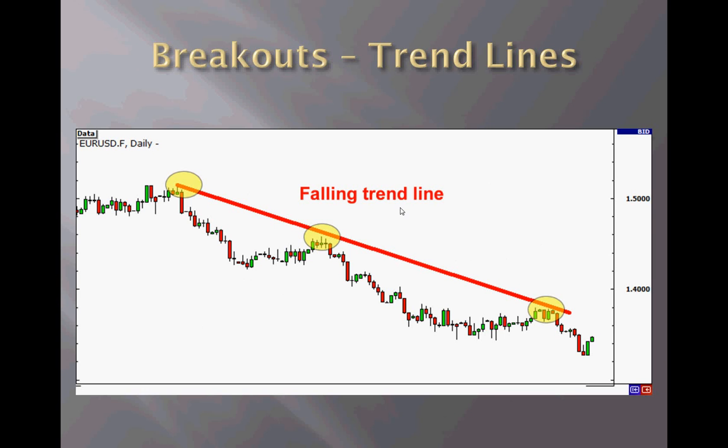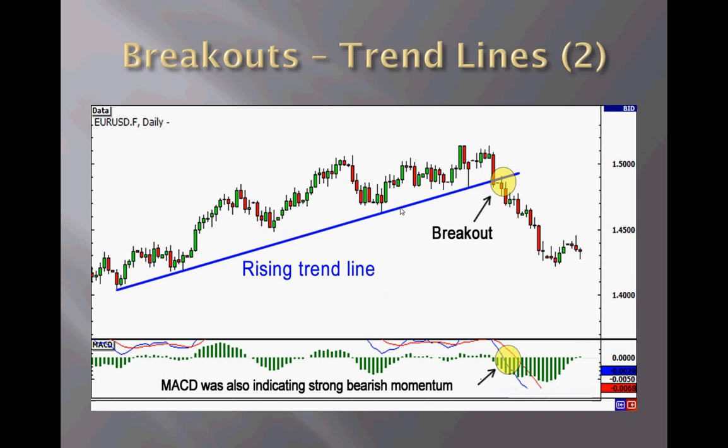When drawing trend lines, it's best if you can connect at least two tops or bottoms together. The more tops and bottoms that connect, the stronger the trend line. So how can you use trend lines to your advantage? When the price approaches your trend line, only two things can happen.